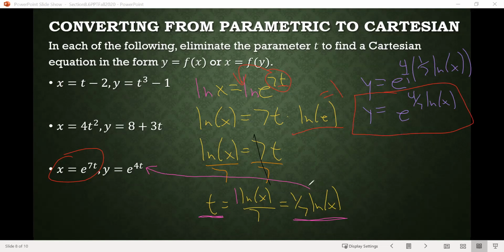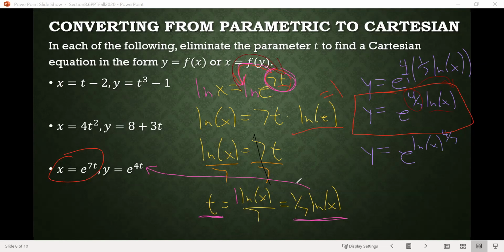So recall over here when we had ln of something raised to a power, we were able to take the power and move it out to the front. But recall that that rule also works in the opposite direction. So if you have something in the front, you can move it up to the exponent. So I'm going to do that here. This 4/7 here is being multiplied by ln of x. So we can actually move that up to the exponent. Get y equals e to the ln of x to the 4/7.